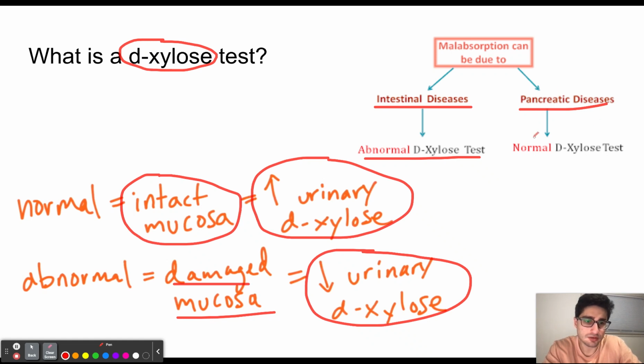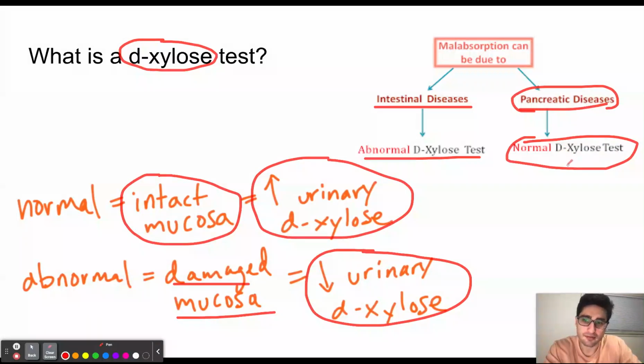A D-Xylose test will be normal in someone presenting with a pancreatic disease, and the reason for this is because D-Xylose does not need any enzymes for it to be absorbed in the intestine. And remember that the pancreas is going to be responsible for producing enzymes that are going to be helpful in breaking down fats, carbohydrates, and proteins. But because D-Xylose does not need any of these enzymes in order for it to be absorbed, if someone has a pancreatic disease, we would not be able to pick it up in a D-Xylose test.